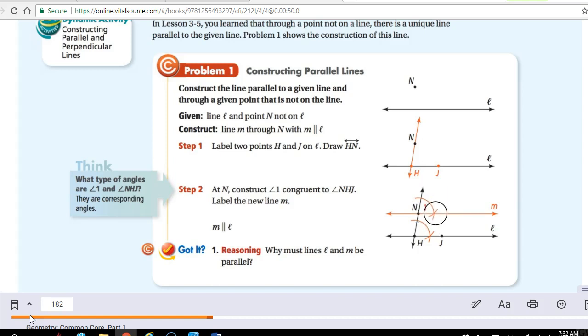Now where these two cross, that becomes a point, and of course you had your original point. If you connect those with a straight edge, you're going to get a line that's parallel to the original line.